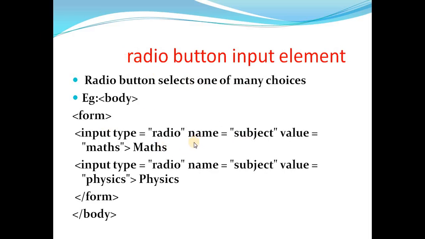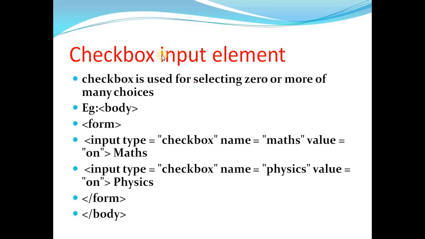See, suppose you want to enter many subjects or many languages, you use these radio buttons, and they will be of circular type. The syntax will be input type equals radio, name equals subject, value equals maths. I will show you that in a practical class. You just look at the syntax of how you have to write, and this is generally used to select one among many choices. Next comes the checkbox input element, and this checkbox is used for selecting zero or more among the choices.